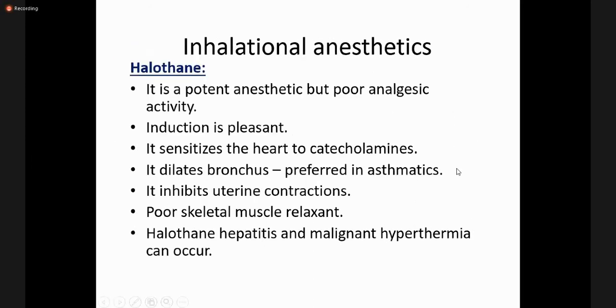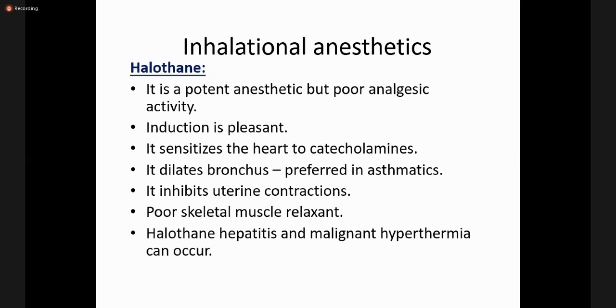Okay, so second, halogen. One of the important points from the previous slides is that halogen is a potent anesthetic. From the MCQ point of view, the most potent anesthetic agent among the inhalation anesthetic agents is halogen, because of the highest lipid solubility, and the least potent is nitrous oxide. Clear? So halogen is a potent anesthetic but has poor analgesic activity. Again I am repeating, potency is related to lipid solubility.